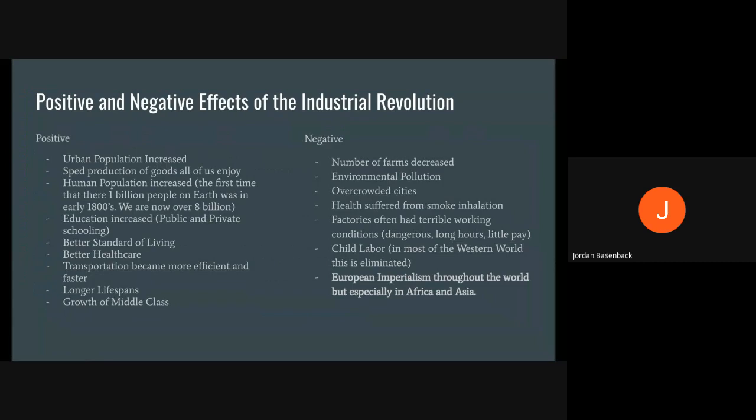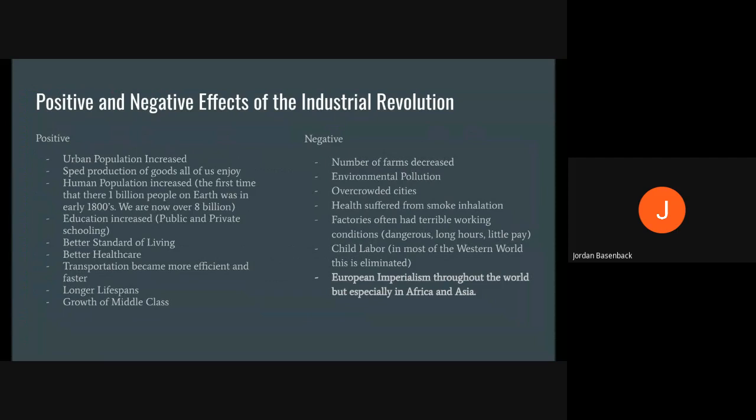And then the human population also increased. This was another positive effect. So for the first time in human history, there were more than 1 billion people on Earth. And this was absolutely a result of the Industrial Revolution and the healthcare and technological advances that were taking place. So in 200 years, we have gone from just about 1 billion people to 8 billion people here on Earth, when that had never existed in the thousands of years of human history before that.